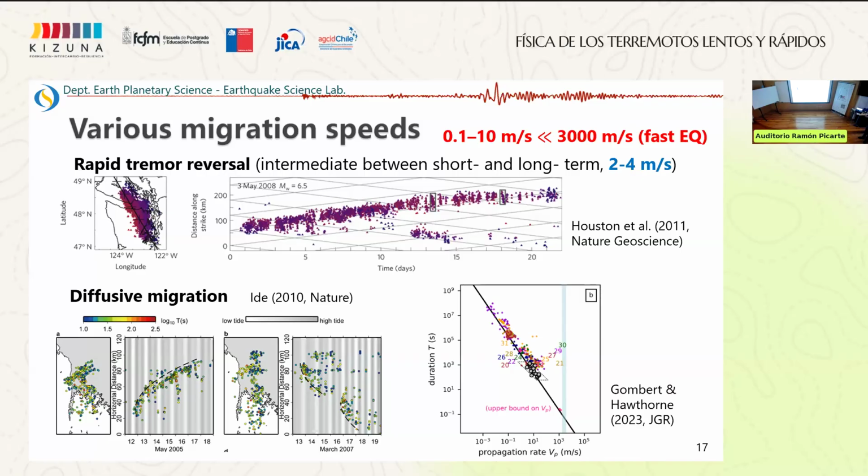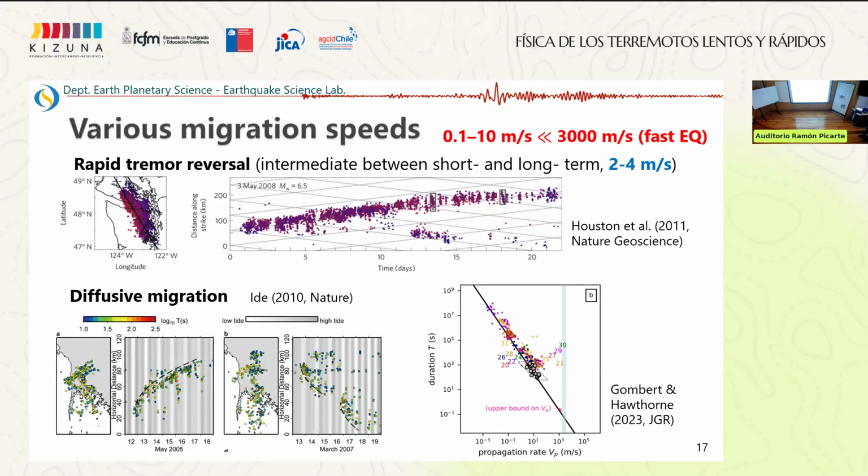And sometimes we also observe continuous deceleration of migration. So this is time and space. Tremor migration starts relatively rapidly, but it decelerates in a parabolic way. We can approximate this using a parabolic curve like this. This kind of parabolic migration is very typical for some diffusive physical process. So we may say this is diffusive migration.